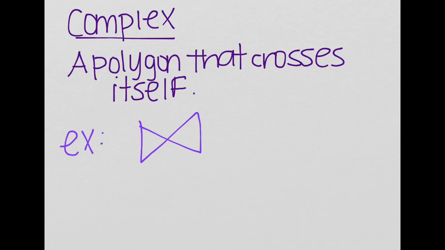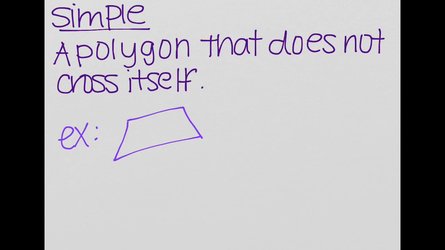Okay, now let's move on to the next category, which is complex versus simple. A complex polygon is a polygon that crosses itself. See, this polygon right here crosses itself, so it's complex. It's not very simple. Okay, well, let's take a look at a simple polygon. A simple polygon is a polygon that doesn't cross itself. As you see, there are no intersection points between itself.